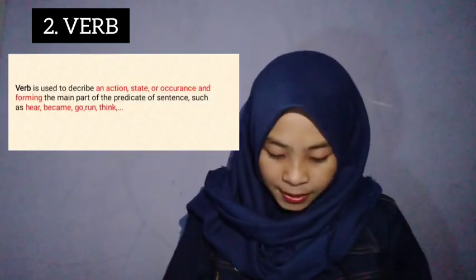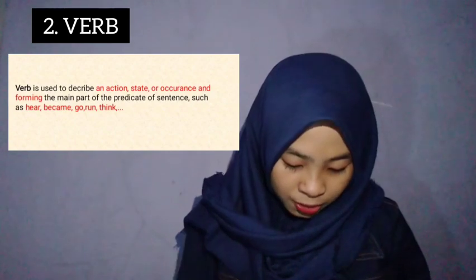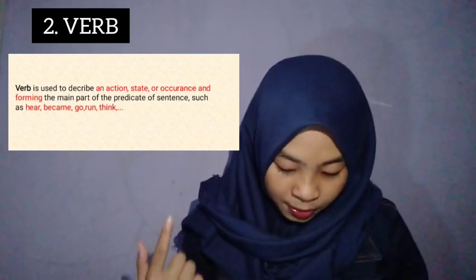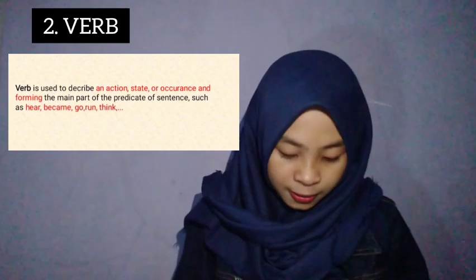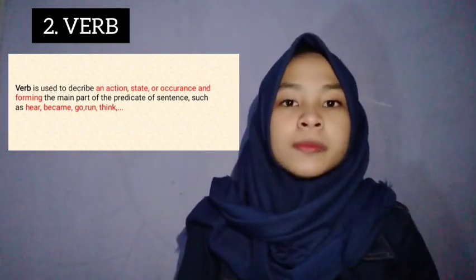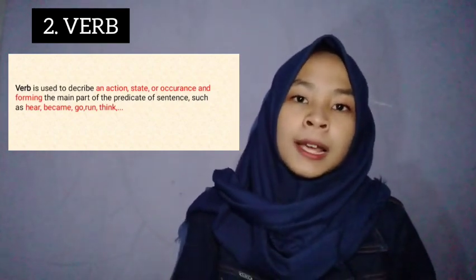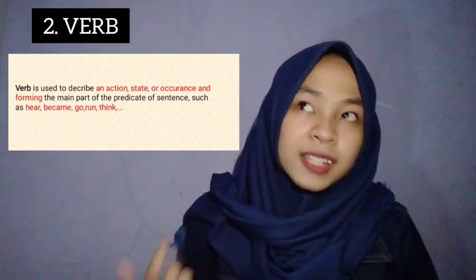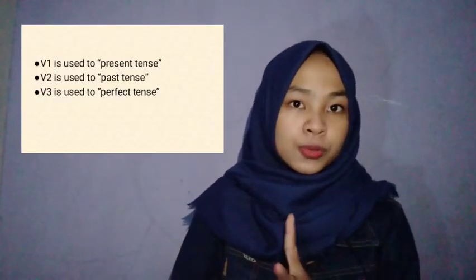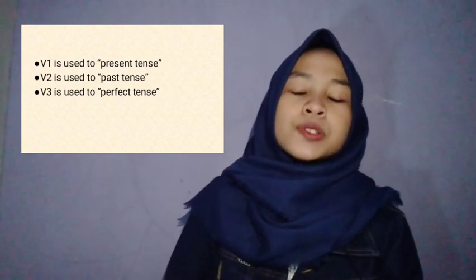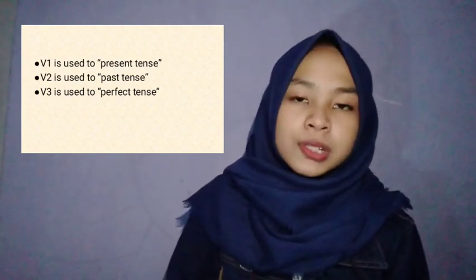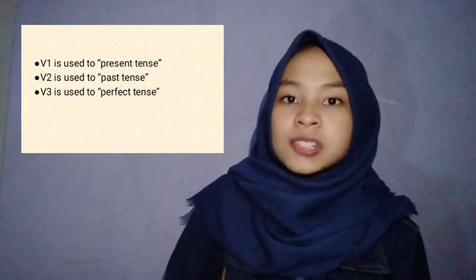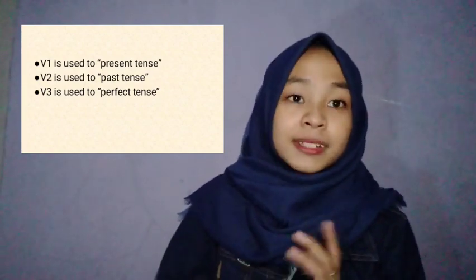Number two is verb, used to describe an action, state, or occurrence, and forming the main part of the predicate of a sentence, such as hear, become, go, run, eat, think. Verb is divided into three kinds: verb 1, verb 2, and verb 3. Verb 1 is used for present tense. Verb 2 is used for past tense, and verb 3 is used for perfect tense.